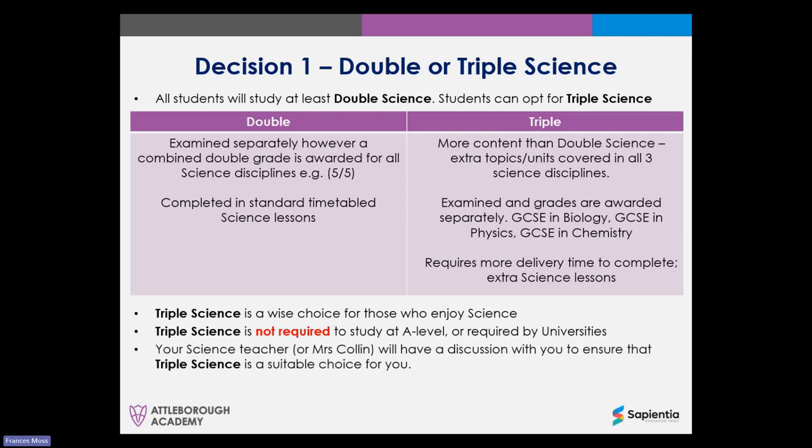Science teachers will be able to tell you a little bit more about the differences and the options between the two of them, or Miss Colin, the head of science, will be able to discuss with you to ensure that you're on the right route and whether triple science is actually the best for you. I'm going to pause here just for a moment so you can have a conversation within your family to decide whether you think you're likely to go onto the double route or the triple route, and I'll start the presentation again in about 30 seconds time.